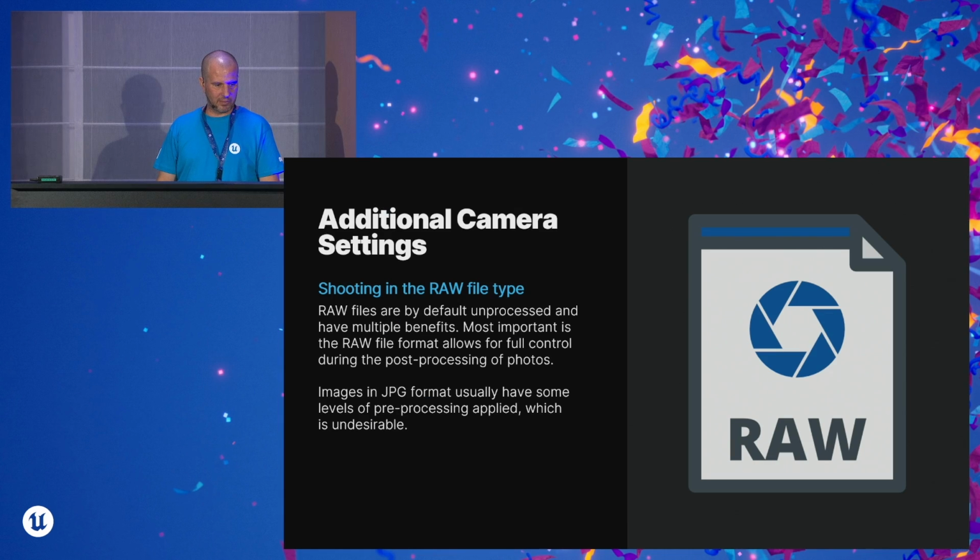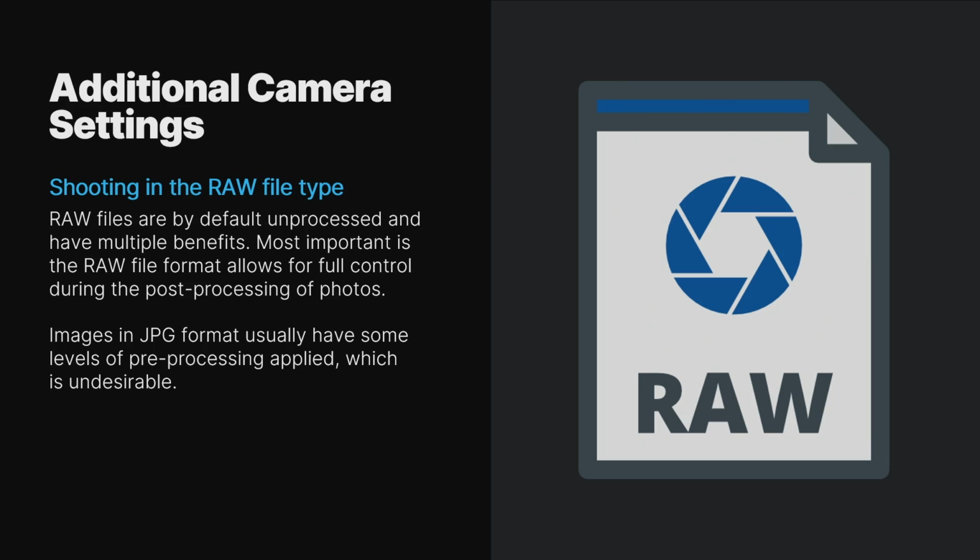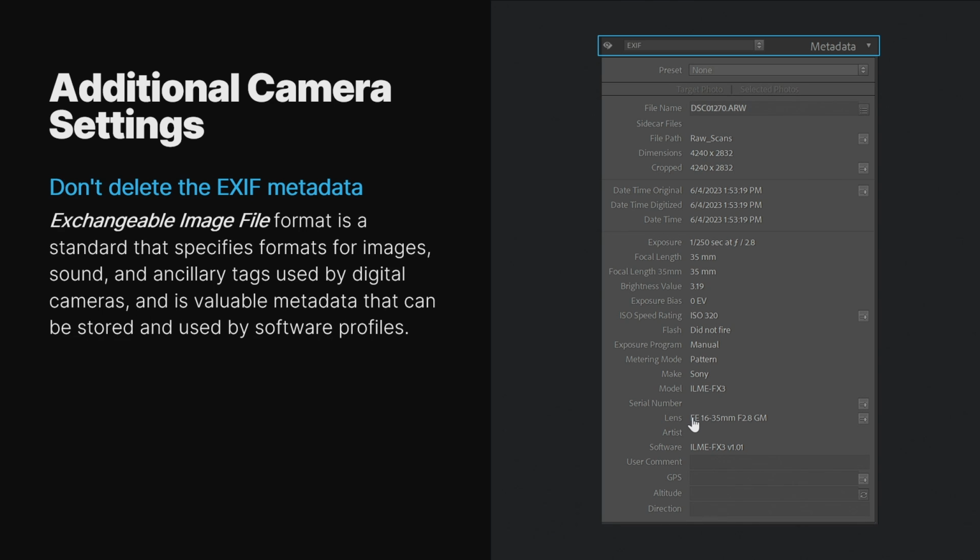Okay, additional camera settings. Shooting in RAW can be useful. A lot of RAWs are like 14 bits, so after processing, you can pull a bit of information out of the shadows and highlights to find some extra features in there.